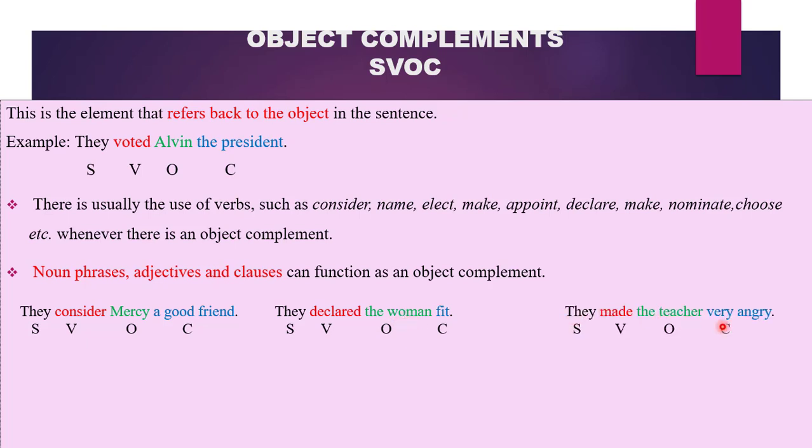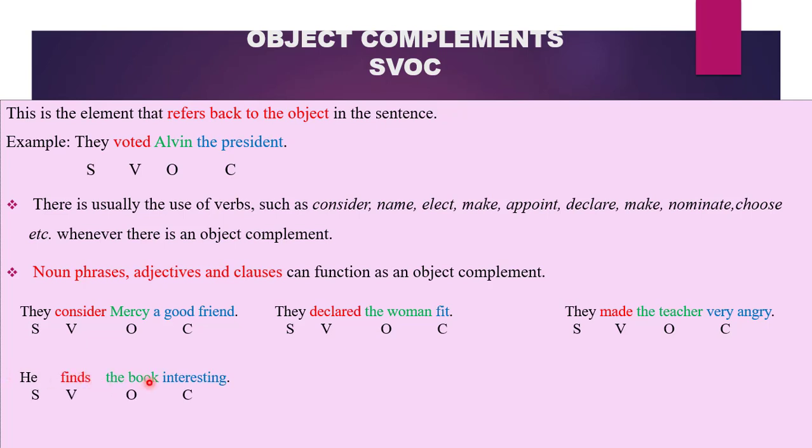They made the teacher very angry. So these are adjectives functioning as object complements because they refer back to the state of the objects. So they is our subject. Made is our transitive verb. The teacher suffers from the action make. Therefore, it is our object. And very angry becomes our complement. They made the teacher what? Very angry. So very angry refers back to the teacher.